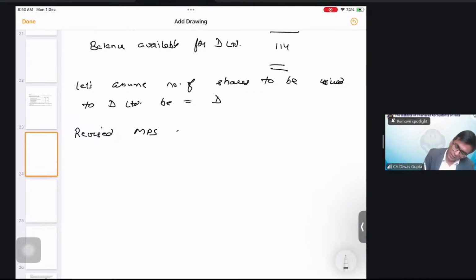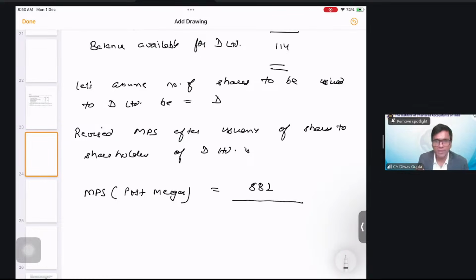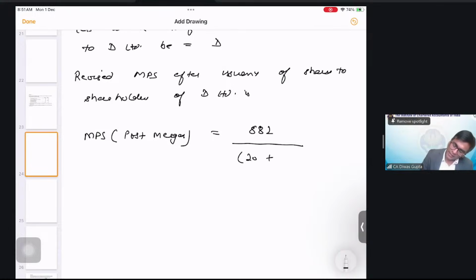Market price per share after issuance of shares to shareholders of D Limited is MPS post merger. What is my total market capitalization? 882 post merger, right? This is 7 times PE divided by the existing number of shares plus shares issued to D Limited.